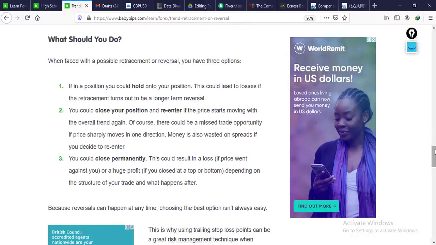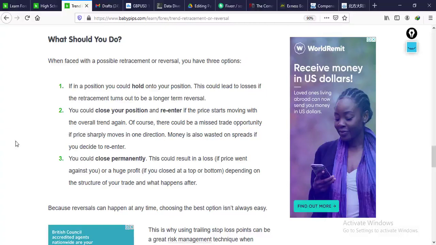So what should you do when faced with possible retracement or reversal? You have three options. One, if in a position you could hold onto your position. This could lead to losses if the retracement turns out to be a longer term reversal. Two, you could close your position and re-enter if the price starts moving with the overall trend again. Of course, there could be a missed trade opportunity if prices sharply move in one direction.